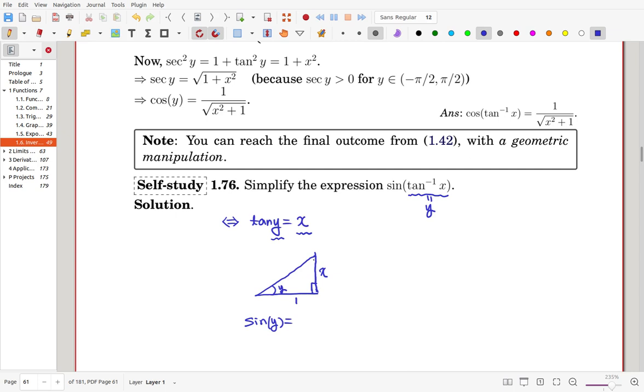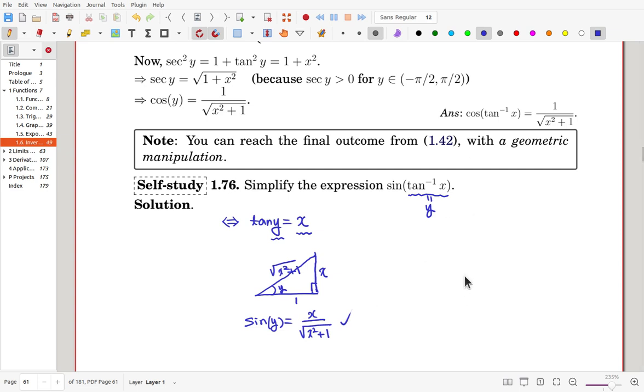That triangle is a right triangle, so by using the Pythagorean theorem, we can say this hypotenuse length is the square root of x squared plus 1. This side squared plus that side squared will be the hypotenuse squared. That is the Pythagorean theorem. So now sine y is quite simple: x over square root of x squared plus 1. So that is the final answer.